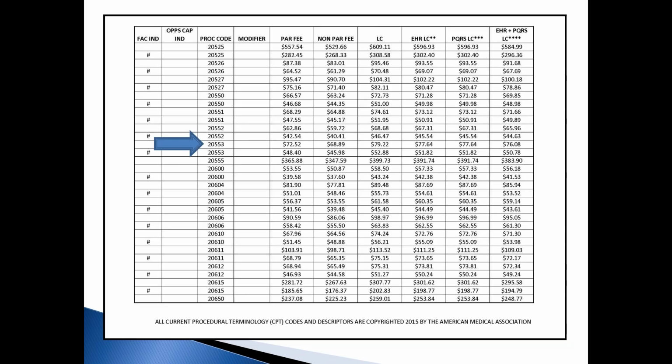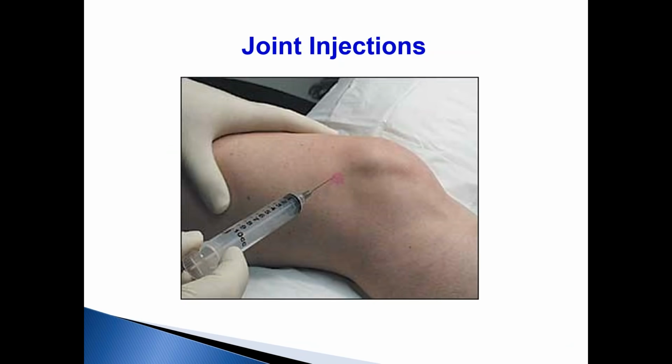Here's a Medicare fee schedule for trigger points. 20553 is $72.52. Next, joint injections. There are many different codes for joint injections. 20600 is an injection without ultrasound guidance into a small joint like fingers and toes. 20604 is with ultrasound guidance.